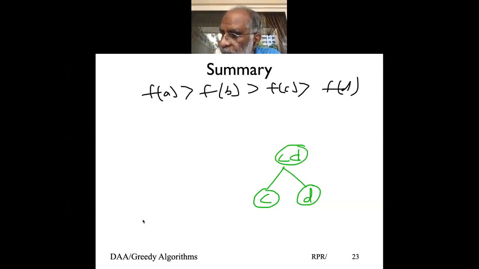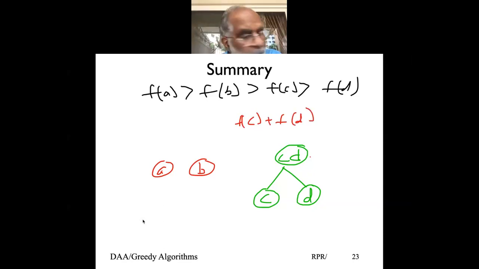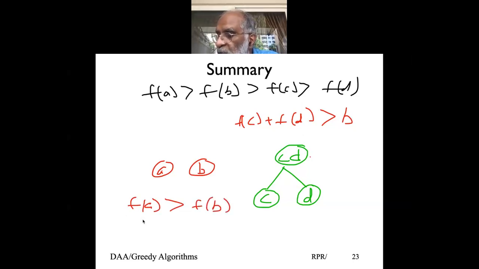And I have a node A and I have a node B. Now it is possible that the frequency, the weight of CD, could be more than that of A, could be more than that of B. Let's consider that the weight of C plus D, FC plus FD, is greater than B. And we know that FA is greater than FB. So that means my B is lowest now.